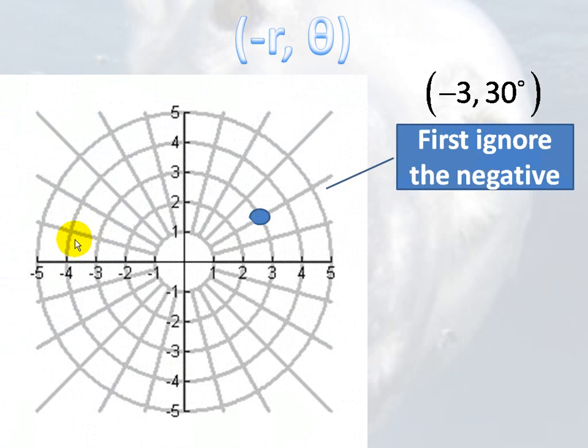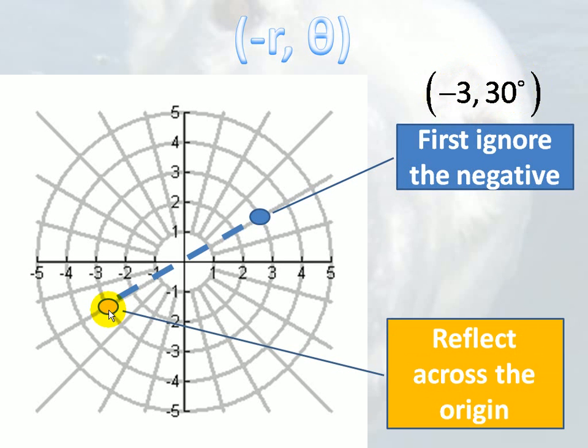The way I approach this problem is I ignore the negative altogether at first. I just plot 330. And then I recognize that negative just means you're going in the opposite direction. In other words, you're reflecting across the origin here. So this point here is not that location. The real location is over here across the origin.